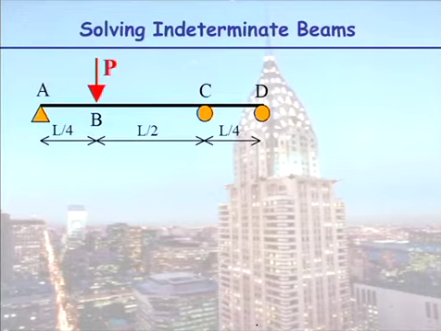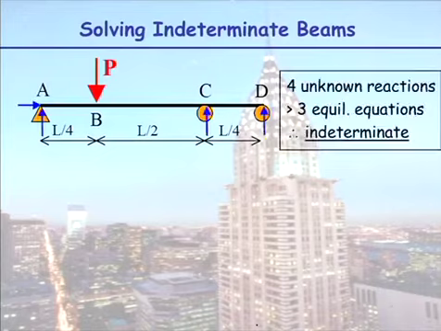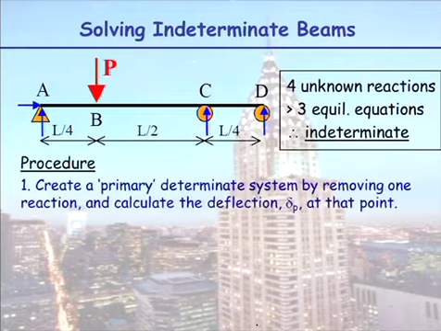Is it determinate? Is it indeterminate? We have 4 unknown reactions. It's indeterminate. So at this point in time, you would go, well, I can't work out this problem. There's no internal pin in there, so I haven't got any extra information, but you now can cope with that. What you're going to do is split it into 2 systems.